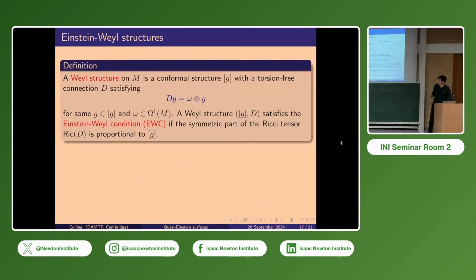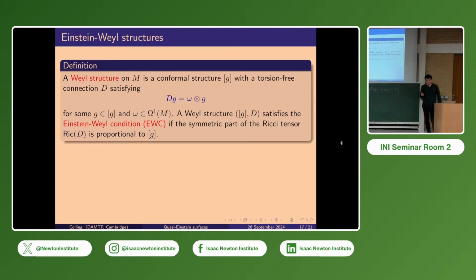So now for the last part of my talk, I'll move on to Quasi-Einstein in higher dimensions, and with M related to this Einstein-Weyl equation. So I'll start with defining a Weyl structure, which is on a manifold M, which is a conformal class of metrics, together with a compatible connection D, which means that if you apply D to any metric in the conformal class, you'll get some one-form tensor the metric you started with. And such a Weyl structure is said to satisfy the Einstein-Weyl condition if the symmetric part of the Ricci tensor of this connection D is proportional to the conformal class.